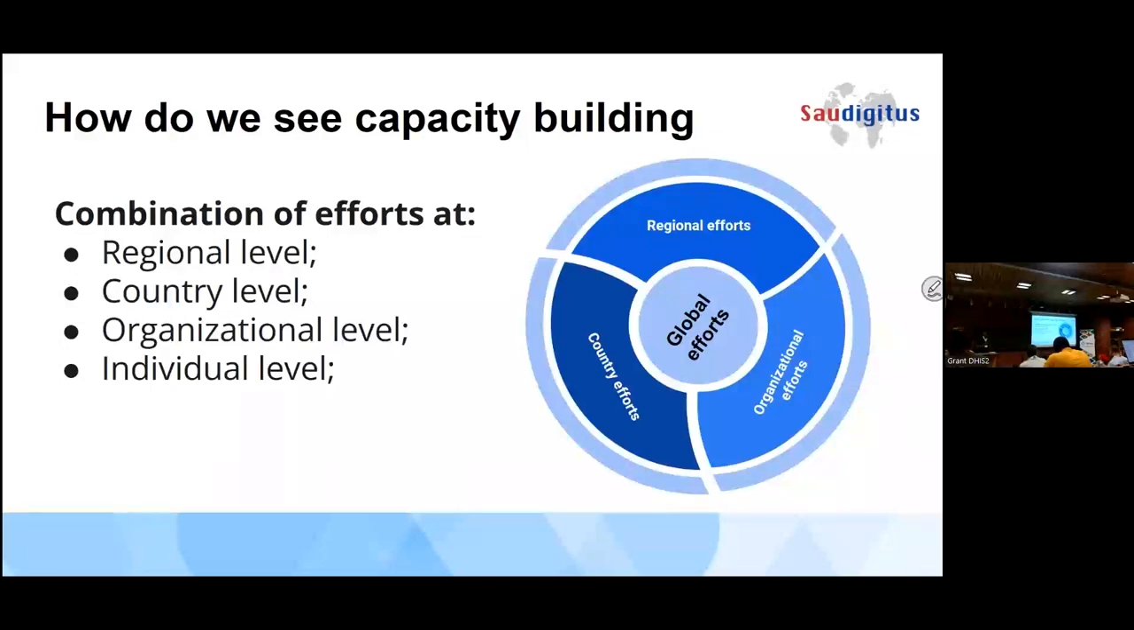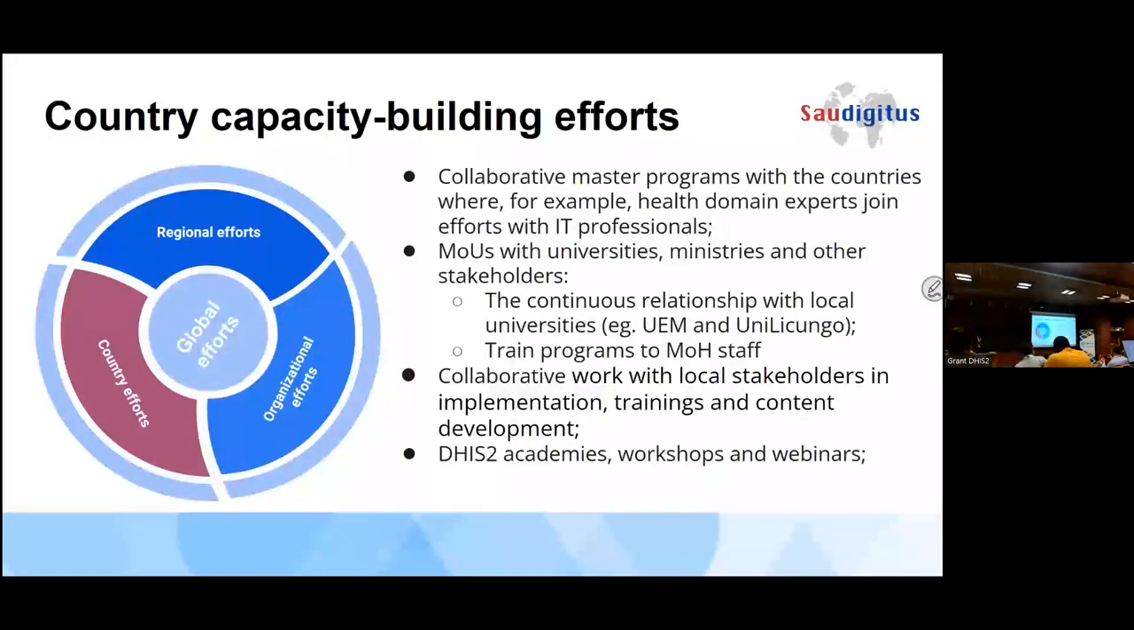And then we also do some activities in the countries and within the Ministry of Health, building the capacity of the staff that are in our organization, but also those that are supporting the different ministries. And the focus here is going to be mainly on how we are building the capacity of our staff, but also those students that cross our path during the implementation of DHIS2 in the different countries.